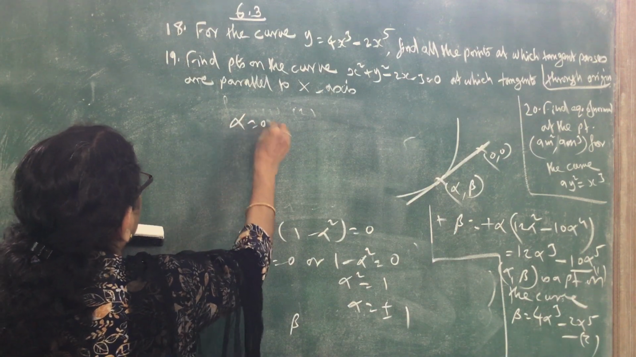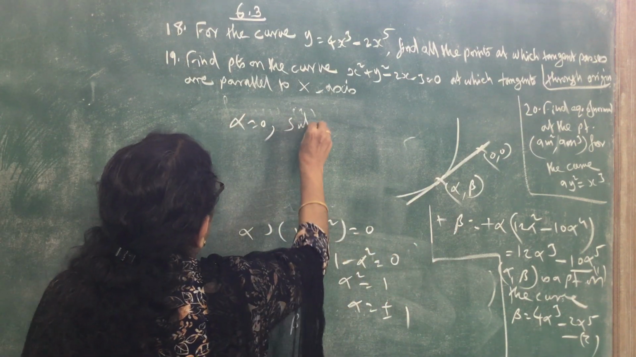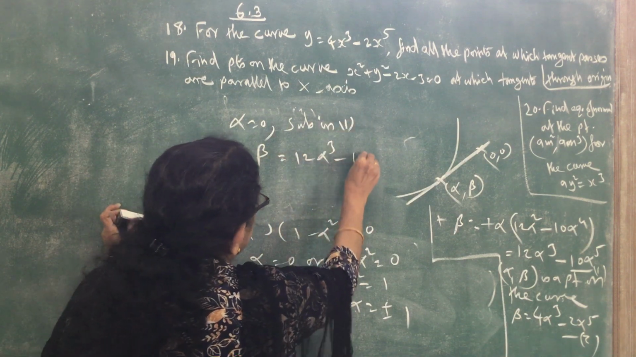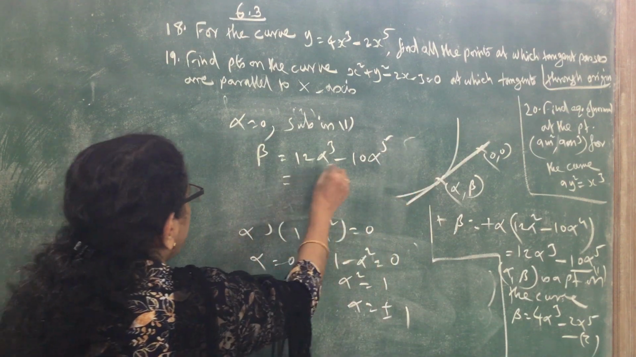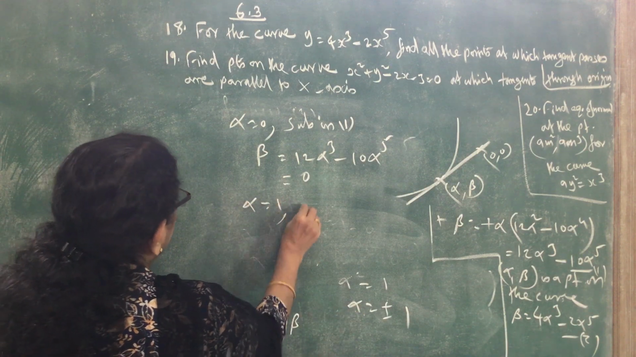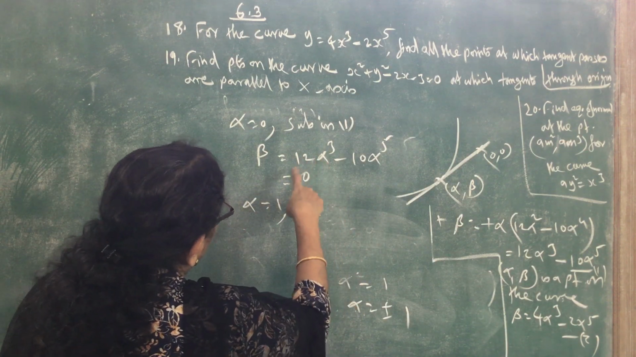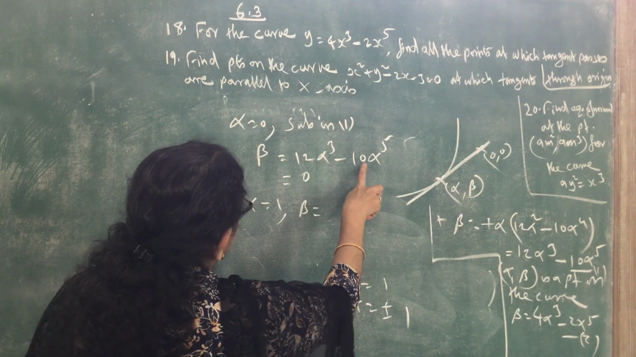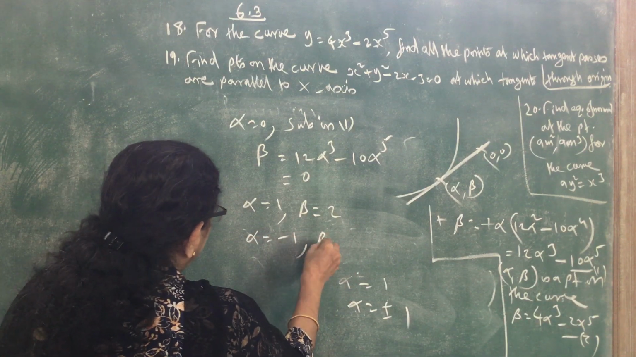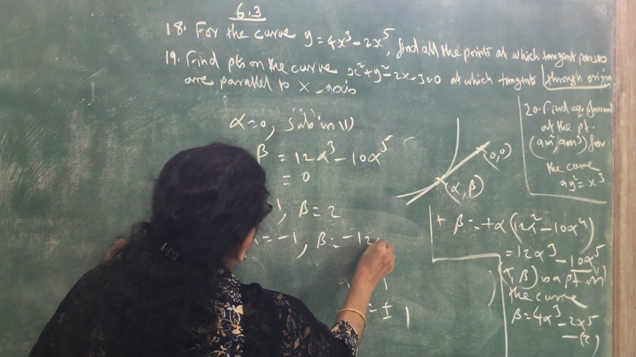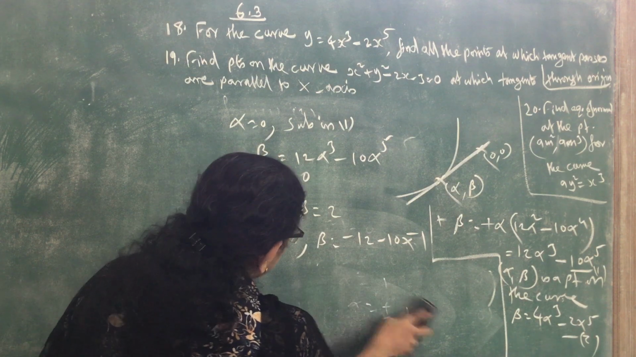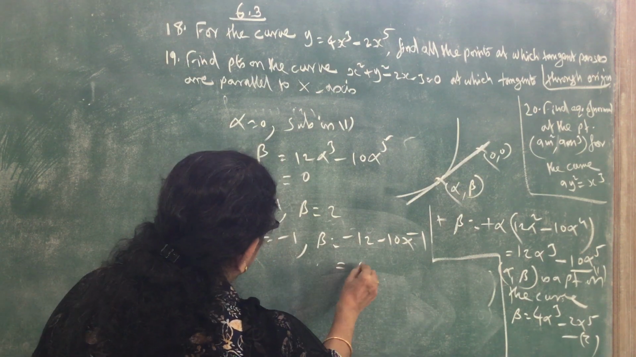Then alpha equal to 0, substituting in 1, beta equal to 12 alpha cube minus 10 alpha raised to 5. So 0 minus 0, 0. Now when alpha equal to 1, beta equal to 12 into 1, 12 minus 10, that is 2. Then alpha equal to minus 1, beta equal to 12 into minus 1, minus 12, minus 10 into minus 1 raised to 5, minus 1. So minus 12 plus 10, that is minus 2.